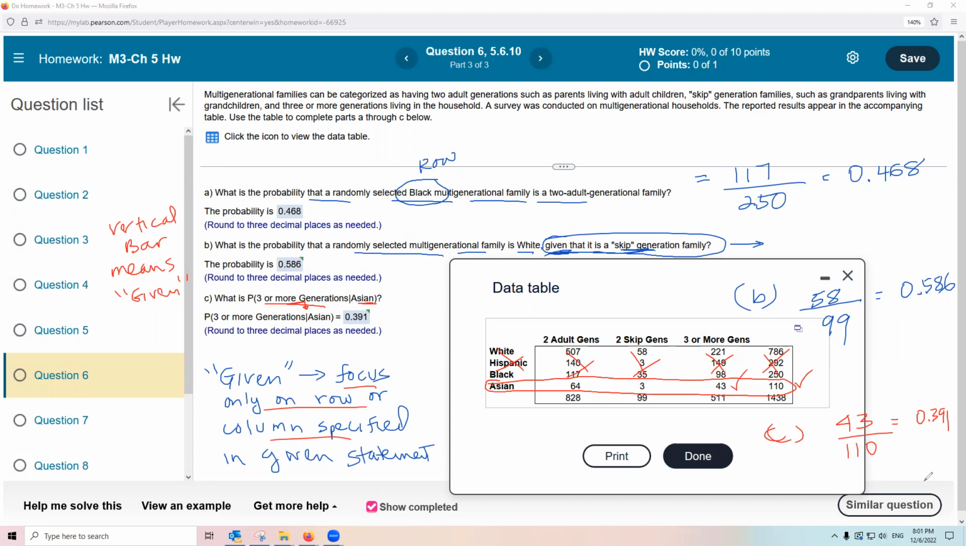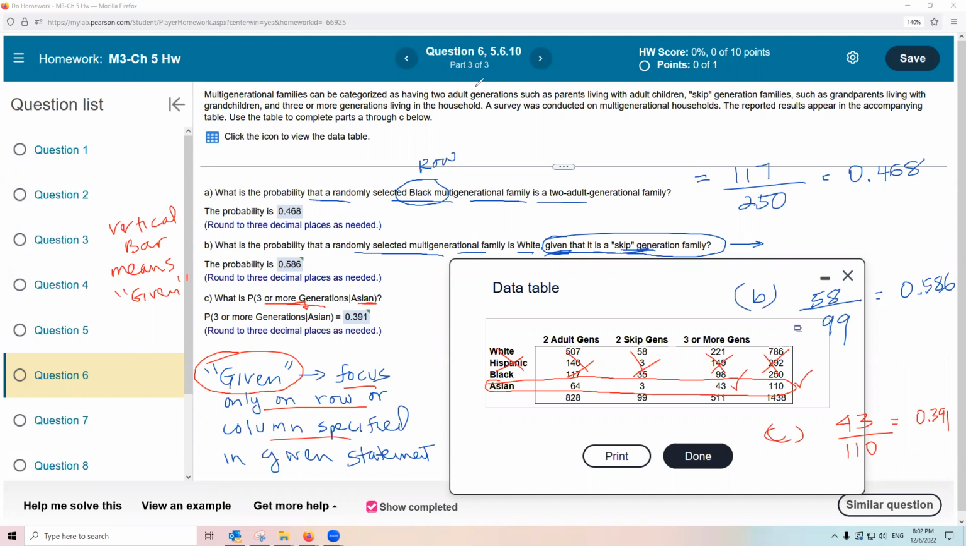So again, the key to this kind of analysis is whenever you're given some, given skip generation, given Asian, that's really telling you to focus only on that row or column that's specified in the given statement. Cross out any other rows or columns in the table.